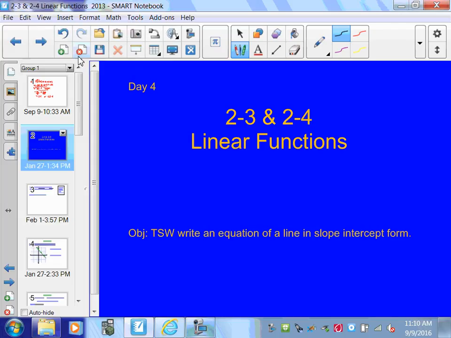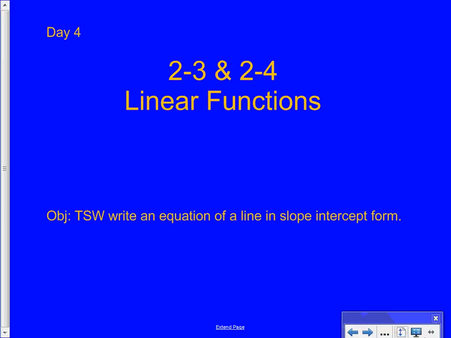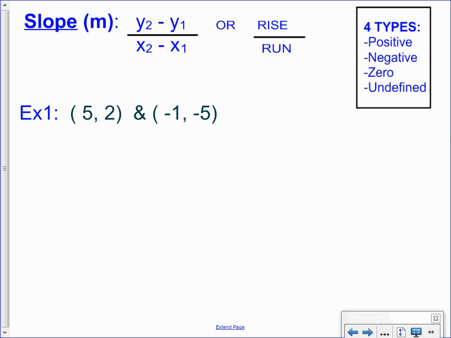Right. Once upon a time in the land of lines, there was a thing called slope. The equation for slope is y2 minus y1 over x2 minus x1. Make sure that you stick with the same coordinates. Whatever coordinate you have in the first spot needs to be the same coordinate in the first spot for both sides. That's it.